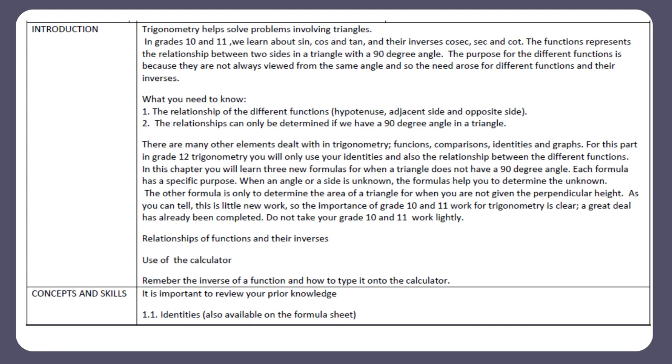functions. In this chapter, you will learn 3 new formulas for when a triangle does not have a 90-degree angle. Each formula has a specific purpose. When an angle or a side is unknown, the formulas help you to determine the unknown. The other formula is only to determine the area of a triangle for when you are not given the perpendicular height.